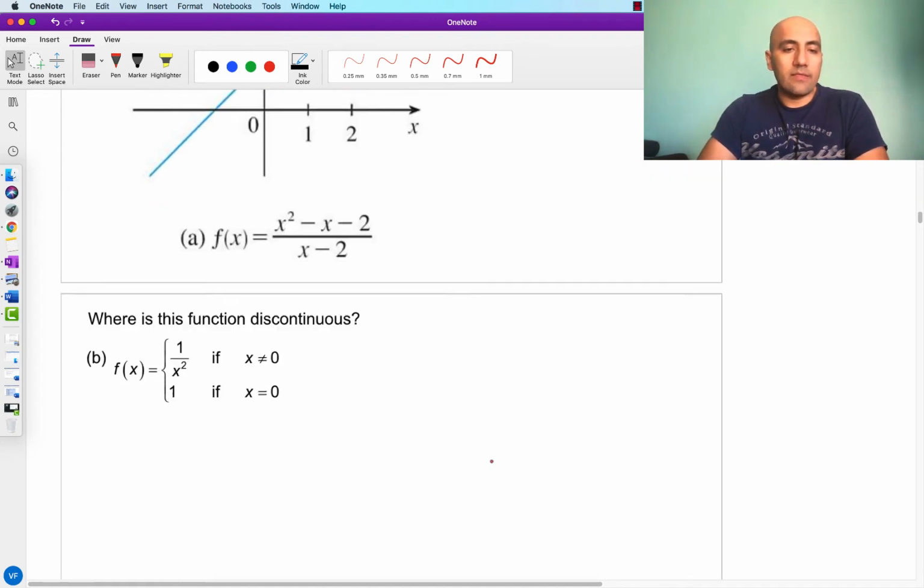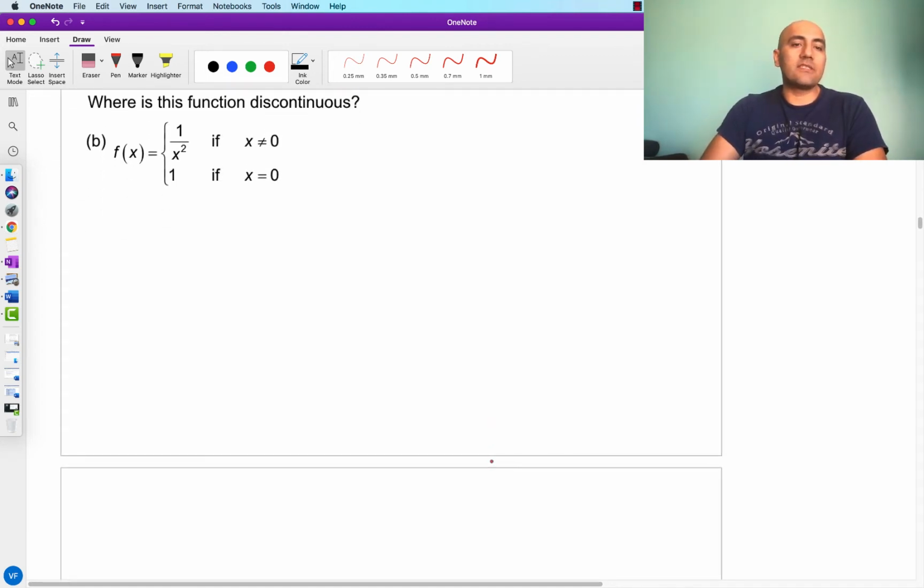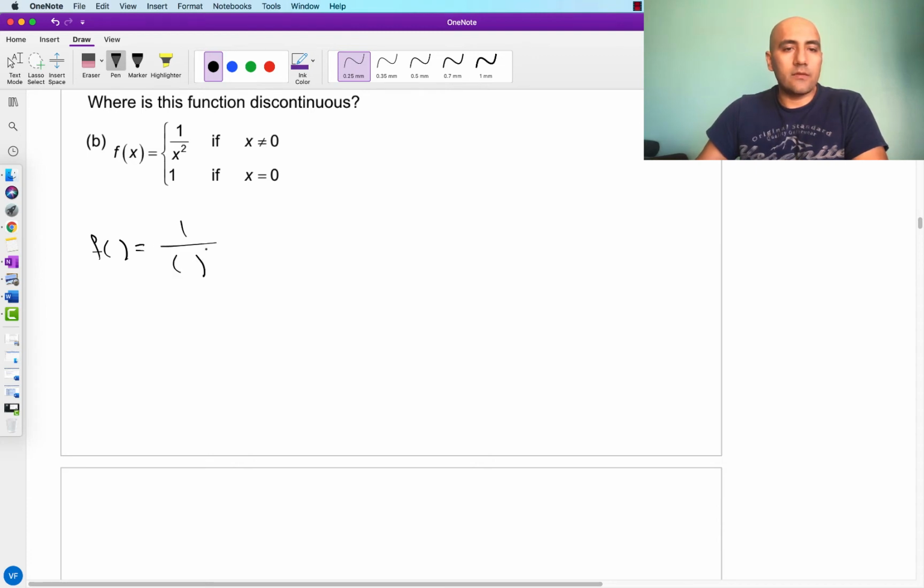Okay, what about this one? Where is this function discontinuous? Note that in this case, if we plugged in a 0, f of 0 equals 1 over 0 squared, we would be dividing by 0, so that might cause you to think that we have a problem, but we don't, because in fact this is letting us know that this rule is to be followed for all numbers in the domain except this one at x equals 0.